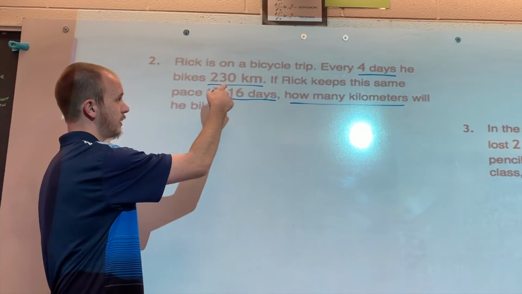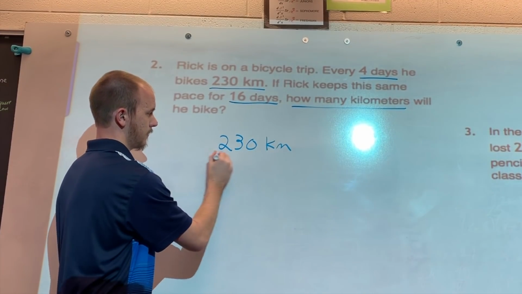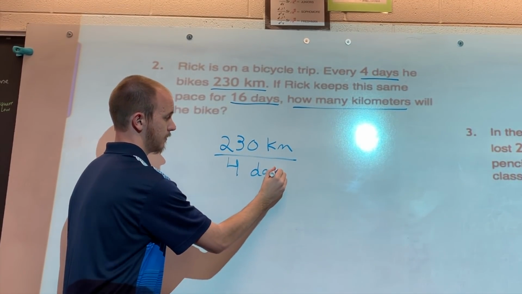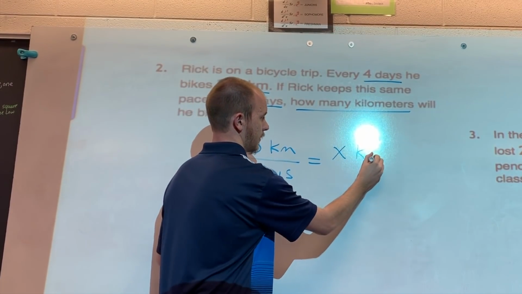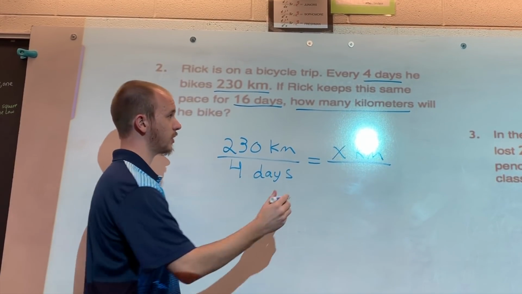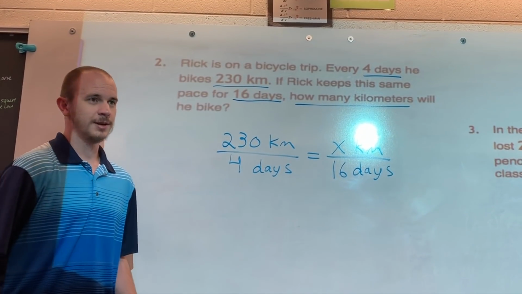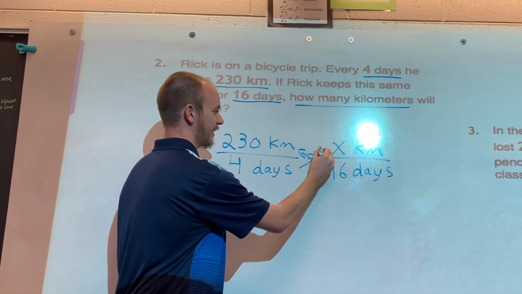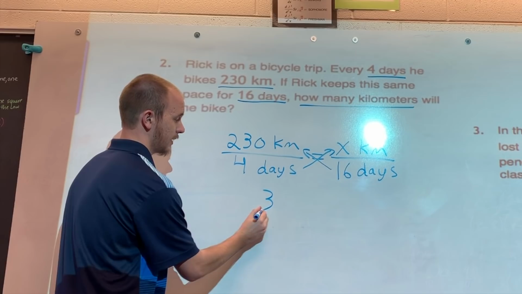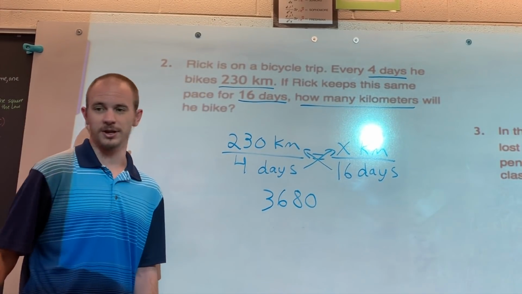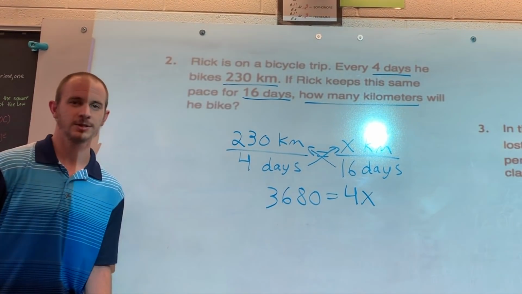So setting up my fraction, they tell us 4 days and 230 kilometers. So 230 kilometers per 4 days. We don't know how many kilometers he's going, but we know he's riding for 16 days. Again, cross multiplying. 16 times 230 into our nice calculator is 3,680. And 4 times x gets us 4x.